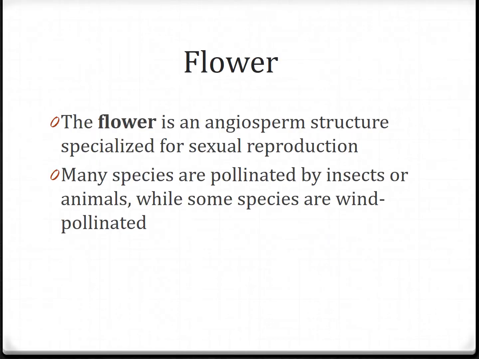As I mentioned yesterday, the angiosperms are flowering plants. So the flower is the structure found on angiosperms, and it specializes for sexual reproduction. So reproduction in plants and in flowers, most importantly, has to do with pollination. So the pollen from one flower, of course, would fertilize another flower, or it could be self-pollination, which fertilizes the same flower. And so this pollination occurs, as I said before, by insects or animals, as well as it could be just wind pollinated.